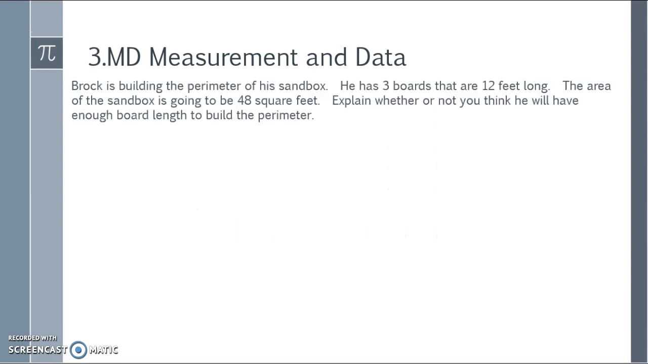Brock is building the perimeter of his sandbox. He has 3 boards that are 12 feet long each. The area of the sandbox is going to be 48 square feet. Explain whether or not you think you will have enough board length to build the perimeter. We have 3 boards that are each 12 feet long for a total of 36 feet of boards. So 3 times 12 is 36.